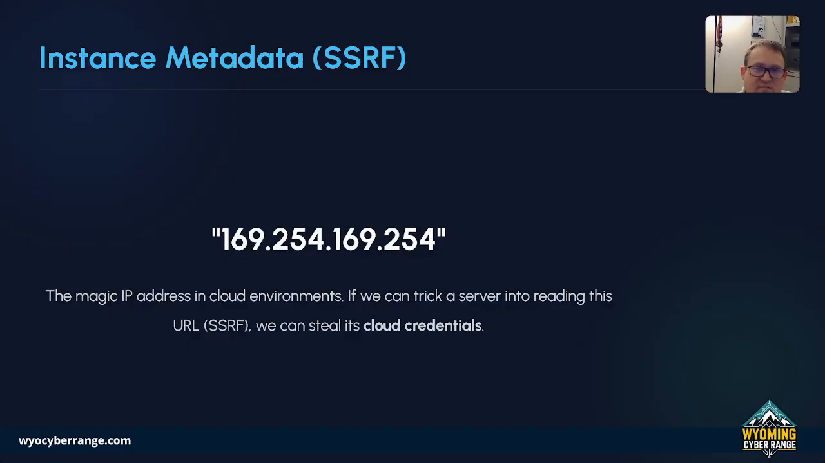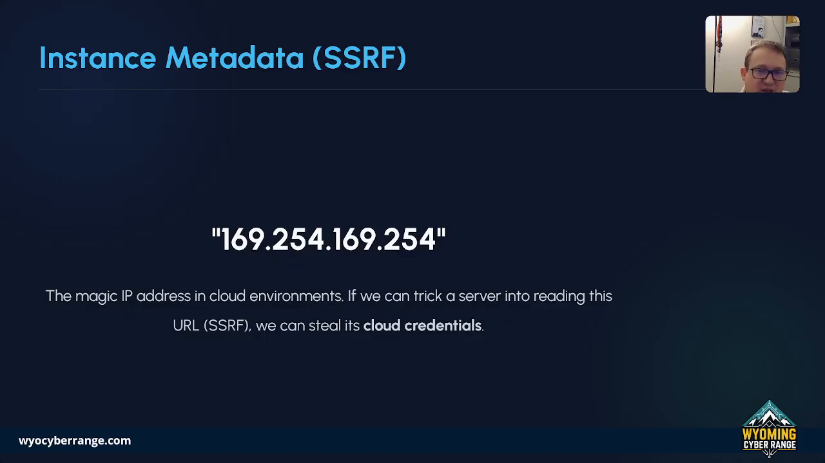Now, instance metadata, which is a server-side request forgery, is something very special. And I like to call this the magic IP: 169.254.169.254. Now, 169.254 is called an APIPA, an automatic private IP address. But when you're dealing with the cloud, an APIPA is very, very dangerous.